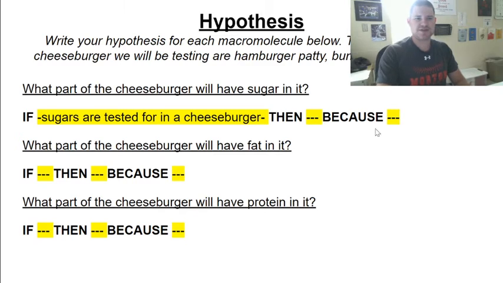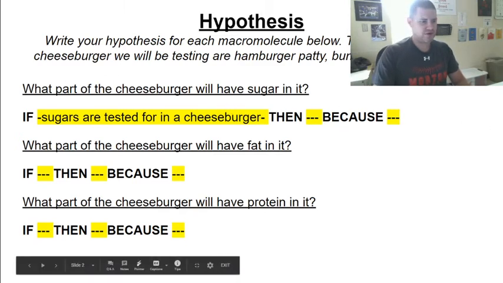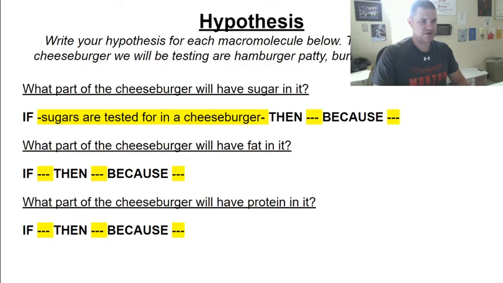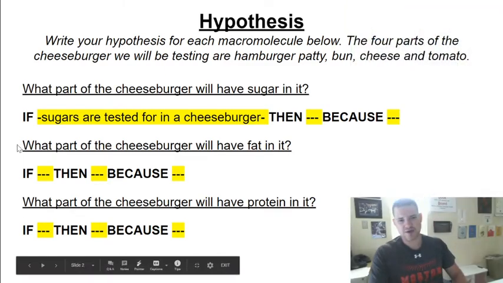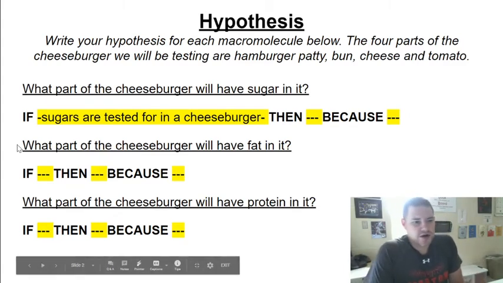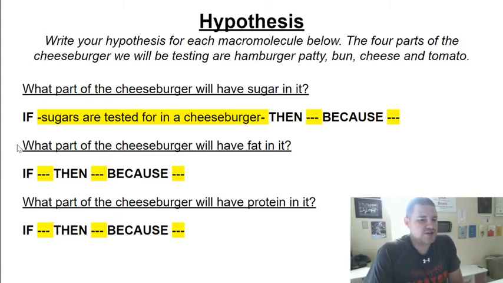For our hypothesis here, let me move myself into the corner because there's directions up where I'm at. There we go. Directions. You're going to write your hypothesis for what part of the cheeseburgers you think are going to contain the following molecules. We're going to do 4 parts to a traditional cheeseburger. We're going to test the hamburger patty. We're going to test the bun. We're going to test the cheese.